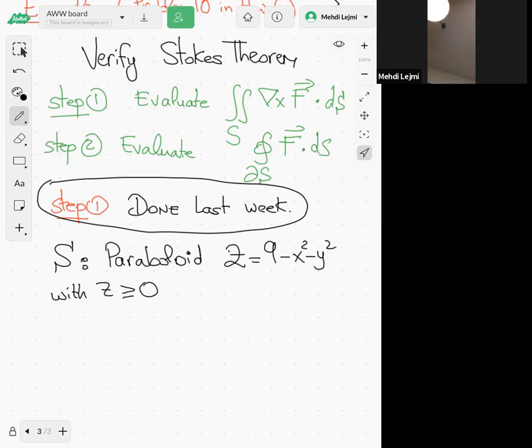And we need to orient S with upward pointing normal.